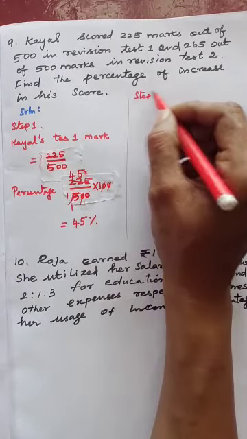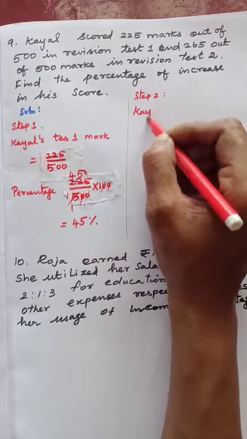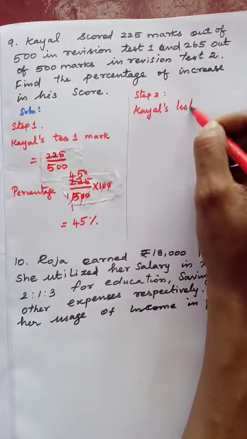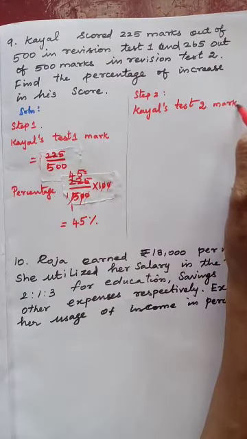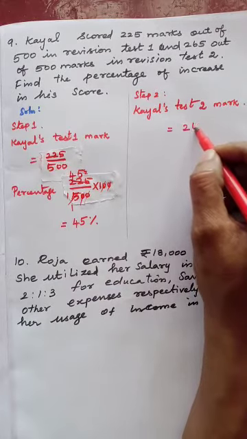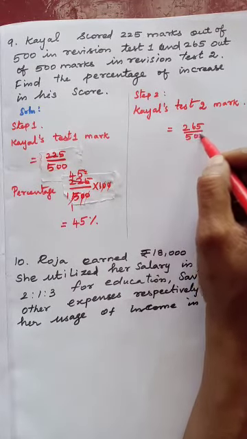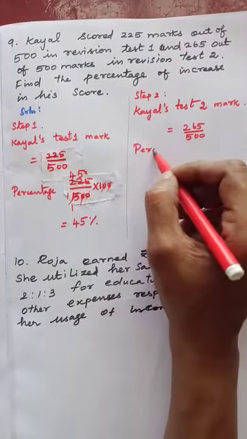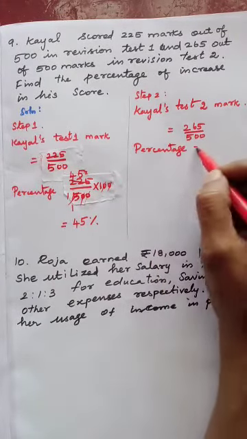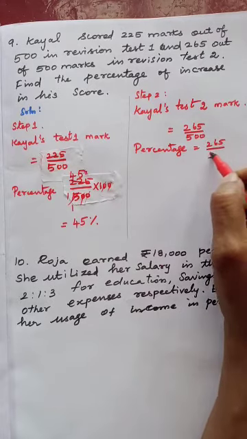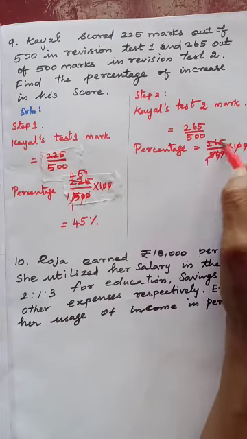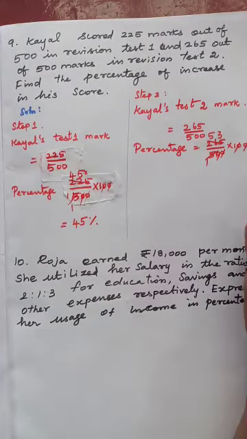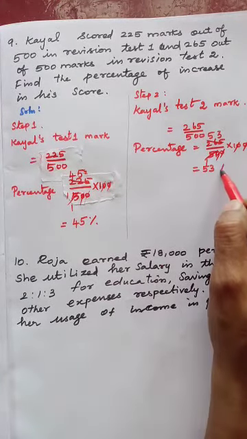Then step 2. Kyle's test 2 mark is equal to 265 out of 500. Then percentage is equal to 265 by 500 into 100. Now the zeros get cancelled. Now 5 ones are 5, 5 5s are 25, remainder 1. So 5 3s are 15. So it is 53 percentage.